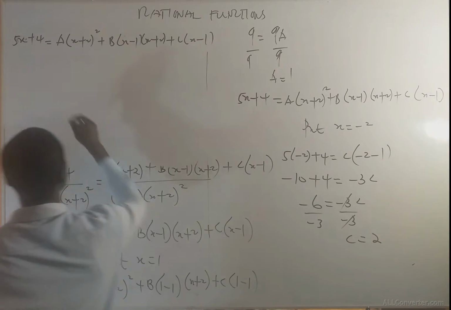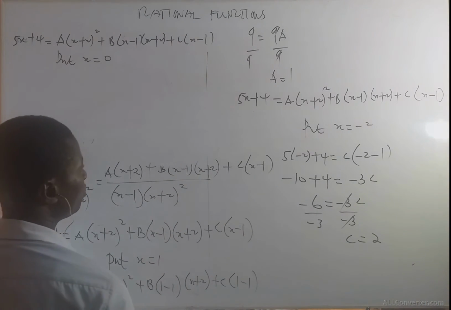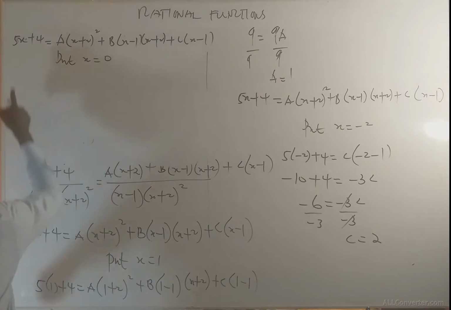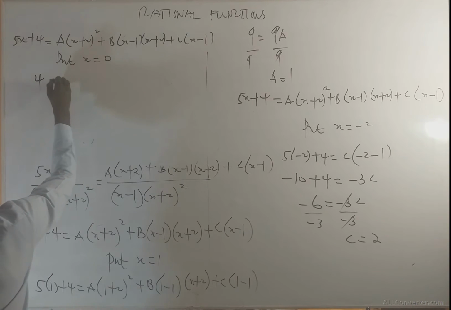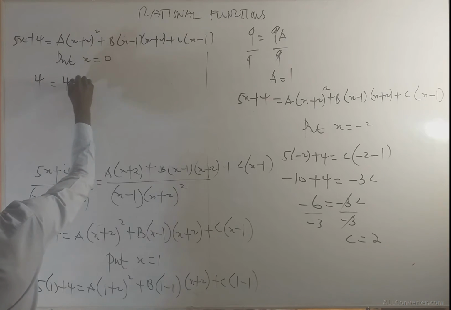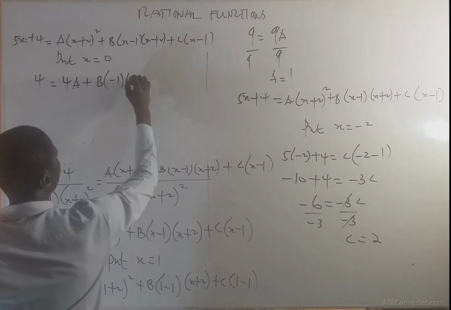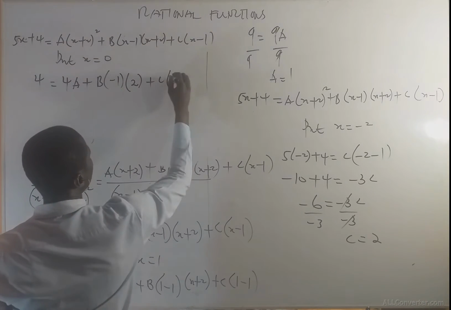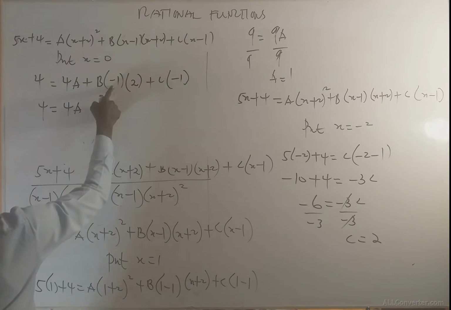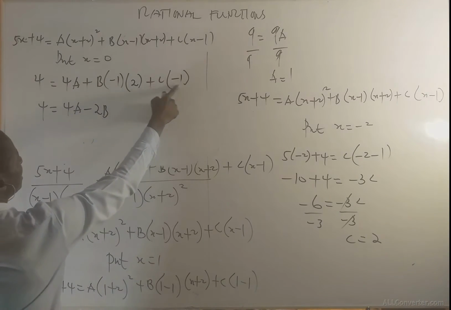The same identity. Now we can put x to be equal to 0, because the value of a is 1 and the value of c is 2. So putting x equal to 0, 5 times 0 is 0, plus 4, we have 4 on the left-hand side. 0 plus 2 is 2, 2 squared is 4, 4 times a will give us 4a. Then we have b, 0 minus 1 is minus 1, 0 plus 2 is 2. Then c, 0 minus 1 is minus 1. So we simplify. We have 4 on the left equals 4a, minus 1 times 2 is minus 2, so minus 2 times b is minus 2b. Then c times minus 1 is minus c.